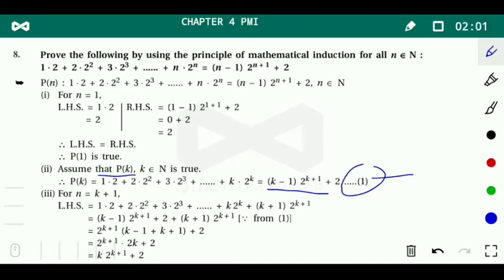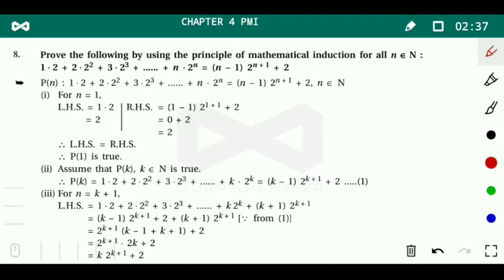Here observe that the total number of terms is k plus 1. Now up to the last term, meaning up to this term, the answer will be (k minus 1) into 2 raised to k plus 1, plus 2, because we have assumed that for the kth term the answer is (k minus 1) into 2 raised to k plus 1, plus 2. So we can put the value from equation 1, (k minus 1) 2 raised to k plus 1, plus 2, and the last term as it is, (k plus 1) into 2 raised to k plus 1. Now we have to simplify it.